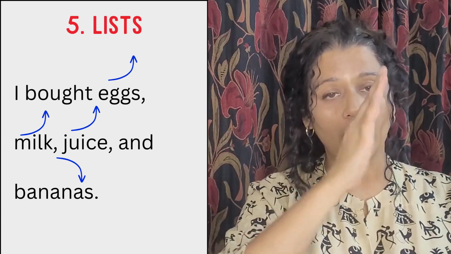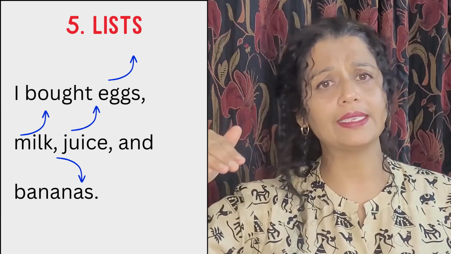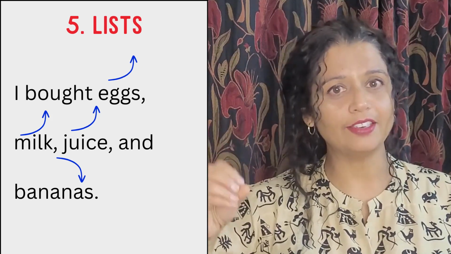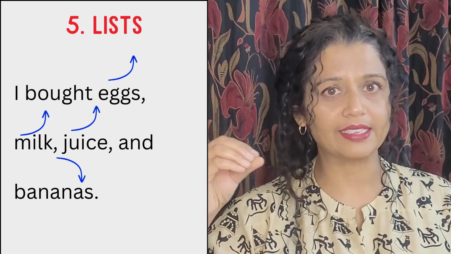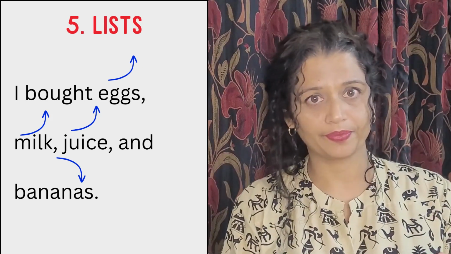They are items in a list, but they are not the last item. And for the last item, our pitch dipped. Bananas. Again, to the listener, it indicates it's the end of the list. We are done with our list.